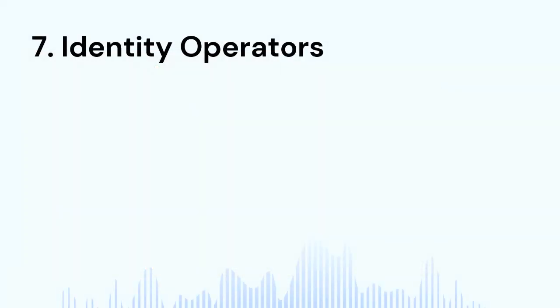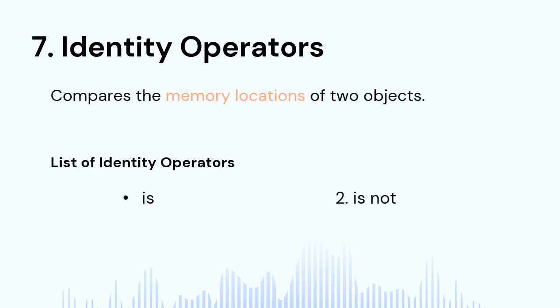Now, the last type of operators is identity operators. The identity operator is used to compare memory locations of two objects. And the commonly used identity operators are is and is not.